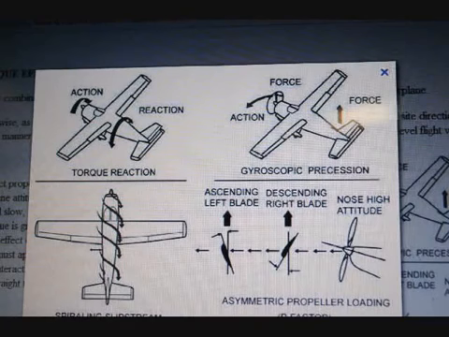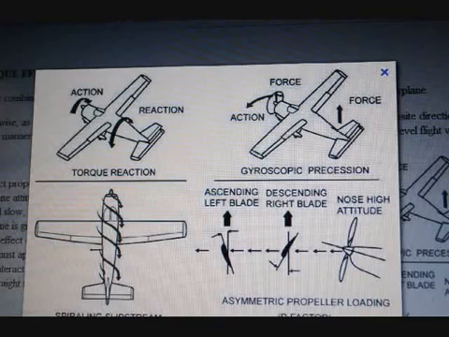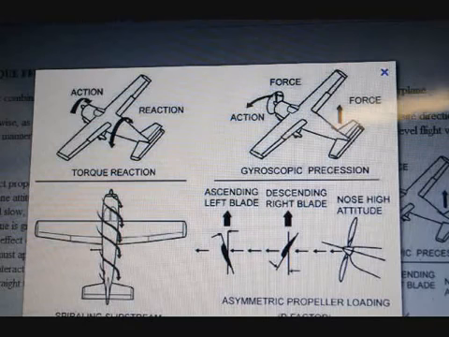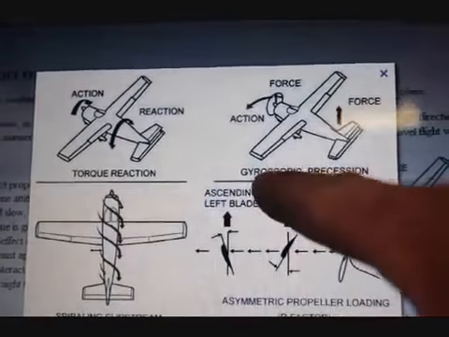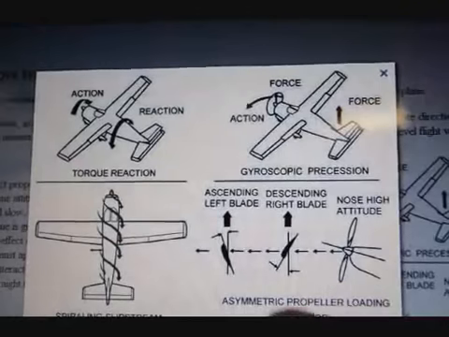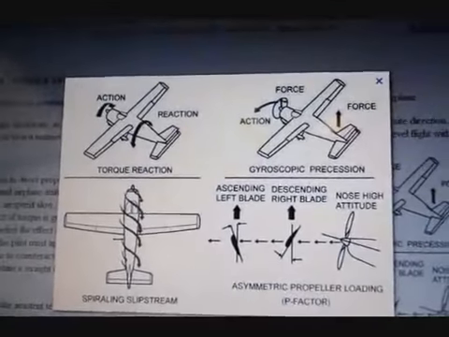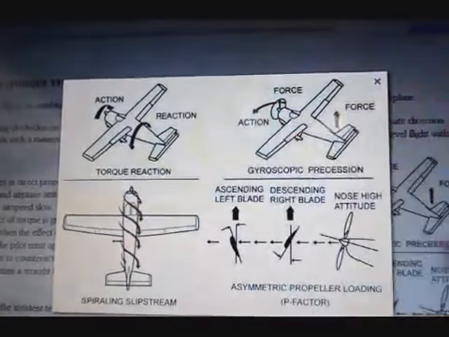In this video, we're going to talk about left turning tendencies of the aircraft. The four left turning tendencies, as we see here, are torque, gyroscopic precession, P-factor, and the spiraling slipstream. This first little picture here shows torque.